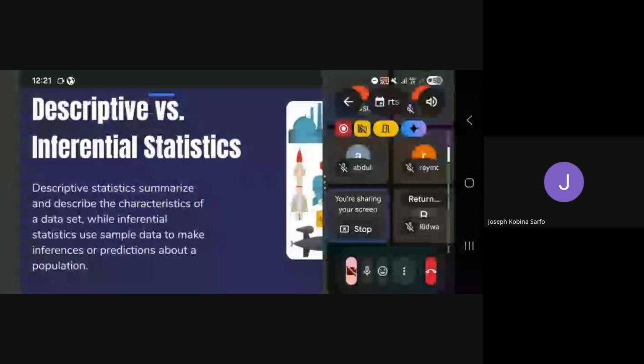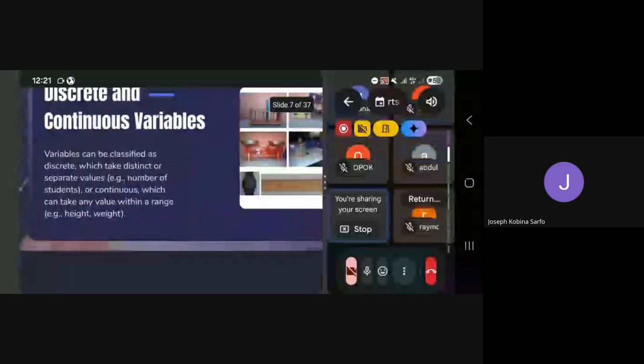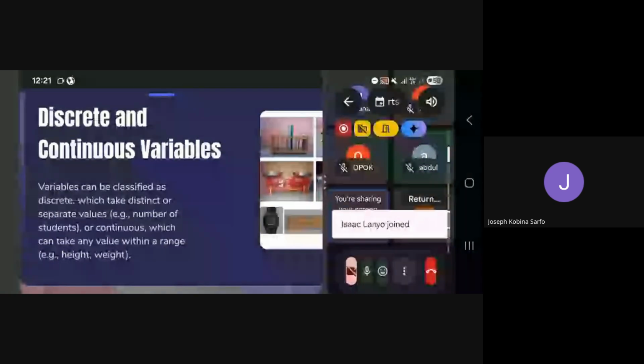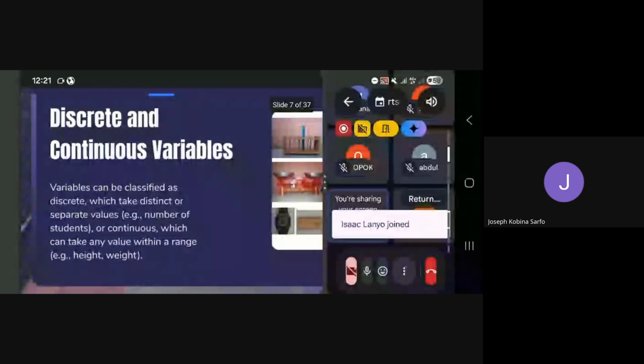So I think the point is made and it's clear now. Great. Any question with respect to descriptive? Great. So if we don't have any question, we want to look at the next set of data that we can also talk about. That is discrete and continuous variables.